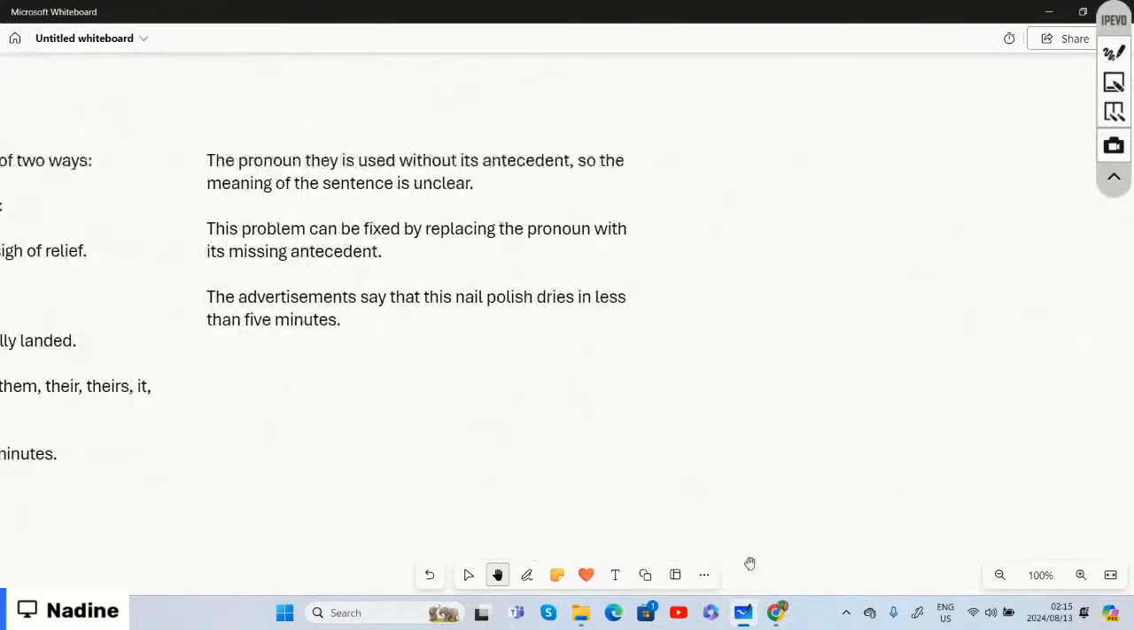When the pronoun they is used without its antecedent, the meaning of the sentence is unclear. Because who is they? That is the question that we need to ask ourselves.